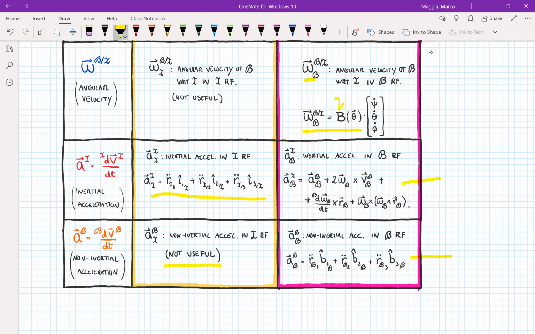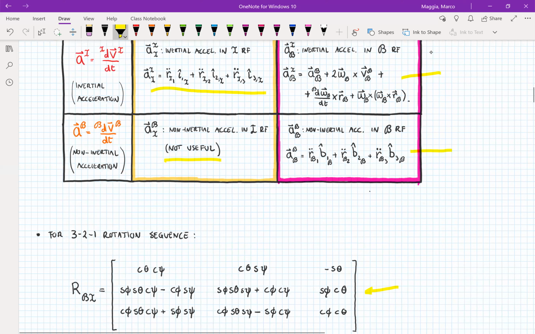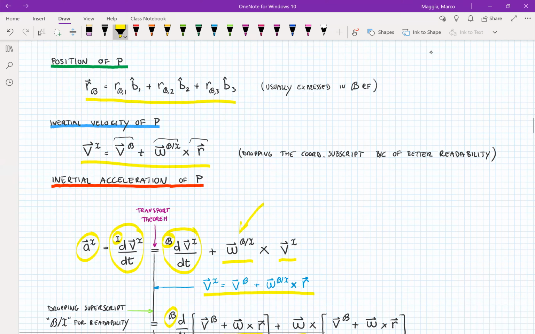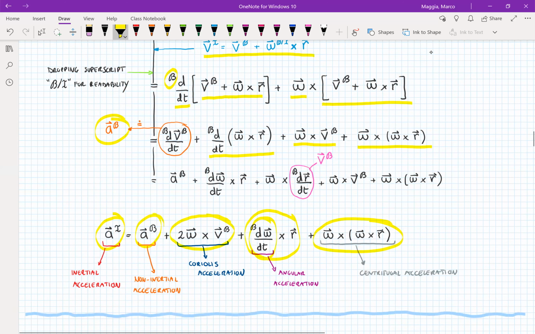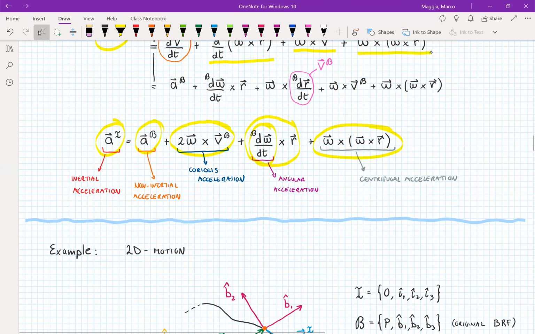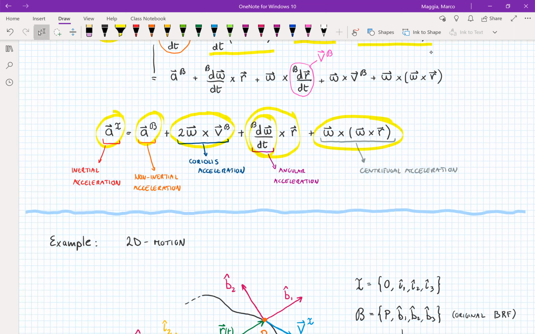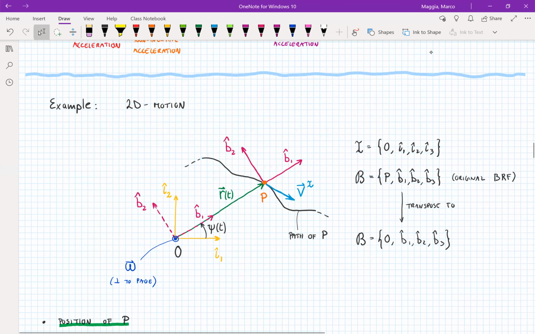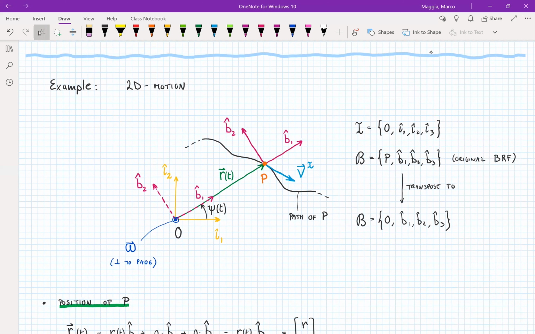But just a reminder, please always double check what I write and try to rederive everything that I do, so in case I made a mistake somewhere, you're going to catch it. Okay, so this concludes the particle kinematics. So let's take a look at an example.